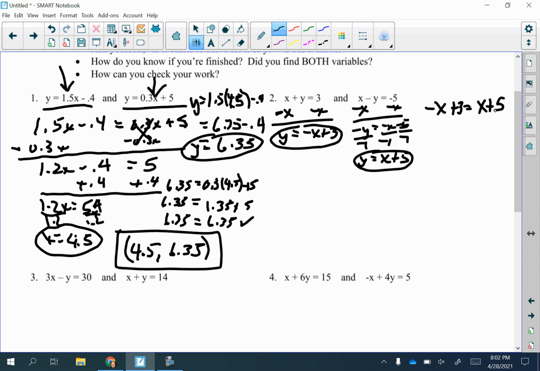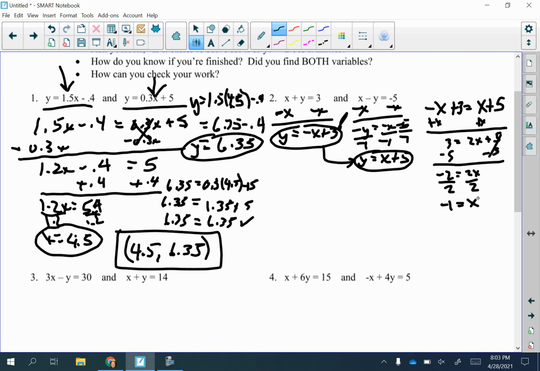We call this the substitution method because you're taking this and substituting it for the y. So we're substituting out the y to set both equations equal to each other. Negative 1 is less than 1, so we're going to add x to both sides, and I get 3 equals 2x plus 5. Then we subtract 5 from both sides. I'm left with negative 2 equals 2x. Divide both sides by 2, and x is negative 1.